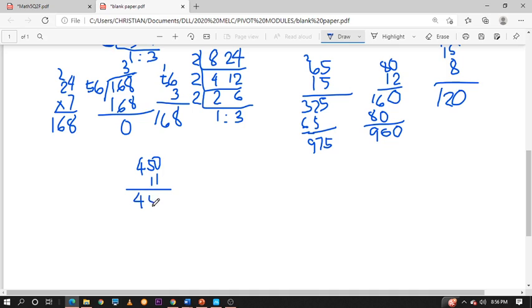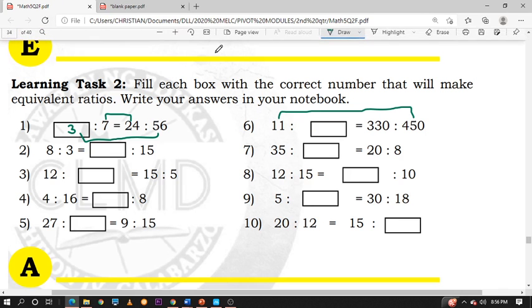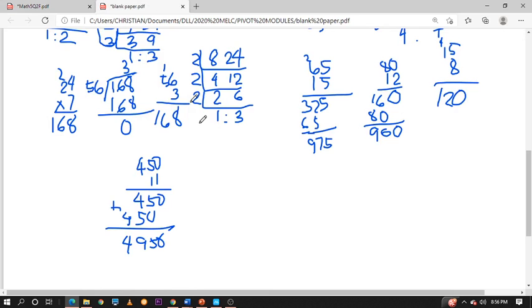So, 450. So, 0 times 1 is 0. 5 times 1 is 5. 4 times 1 is 4. So, add natin. So, the answer is 4,950. And then, i-divide natin siya sa 330. So, ilan ba 330 meron sa 4,950?